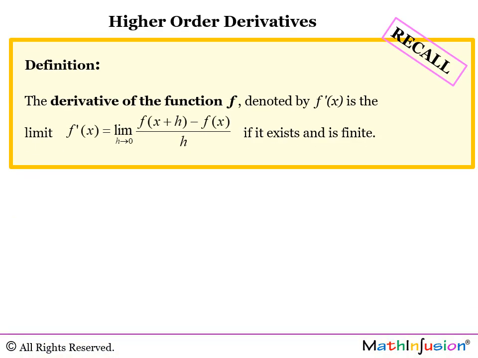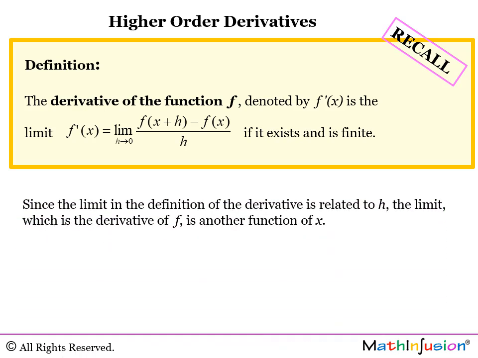I would like to recall the definition of the derivative of the function f, denoted by f prime of x. It is the limit of f of x plus h minus f of x over h when h approaches 0, if this limit exists and is finite. Since the limit in the definition of the derivative is related to h, the derivative of f is another function of x.